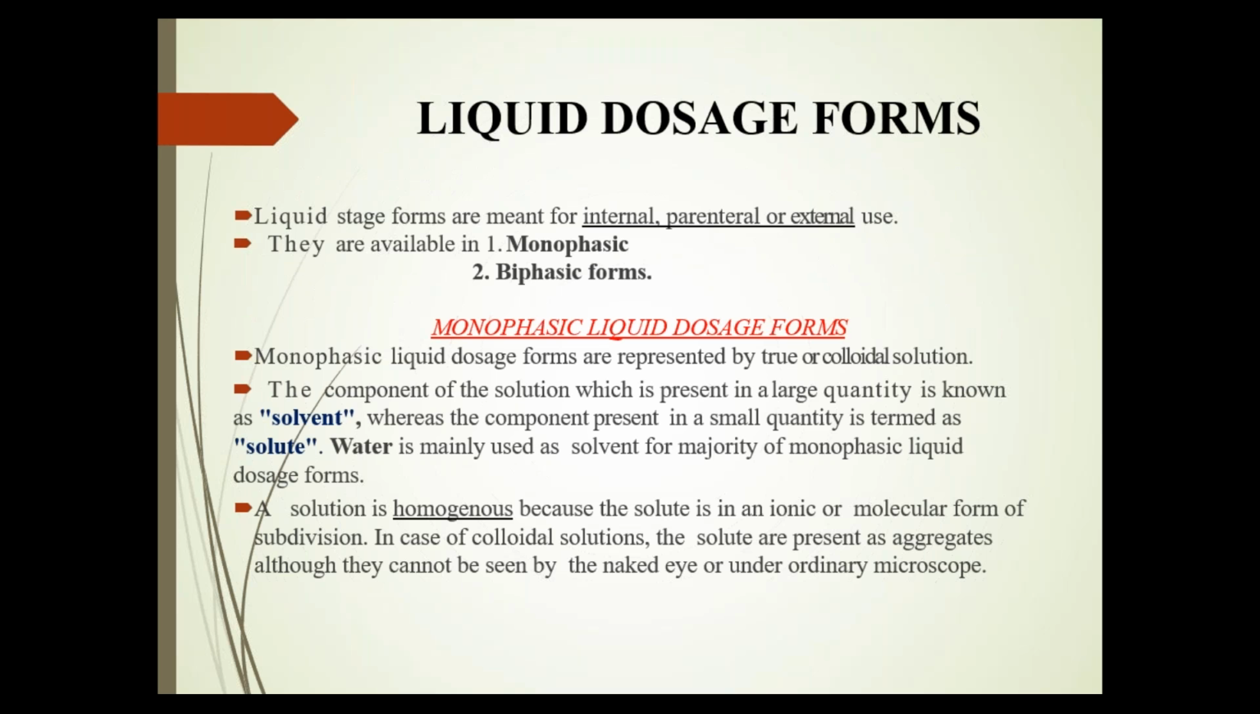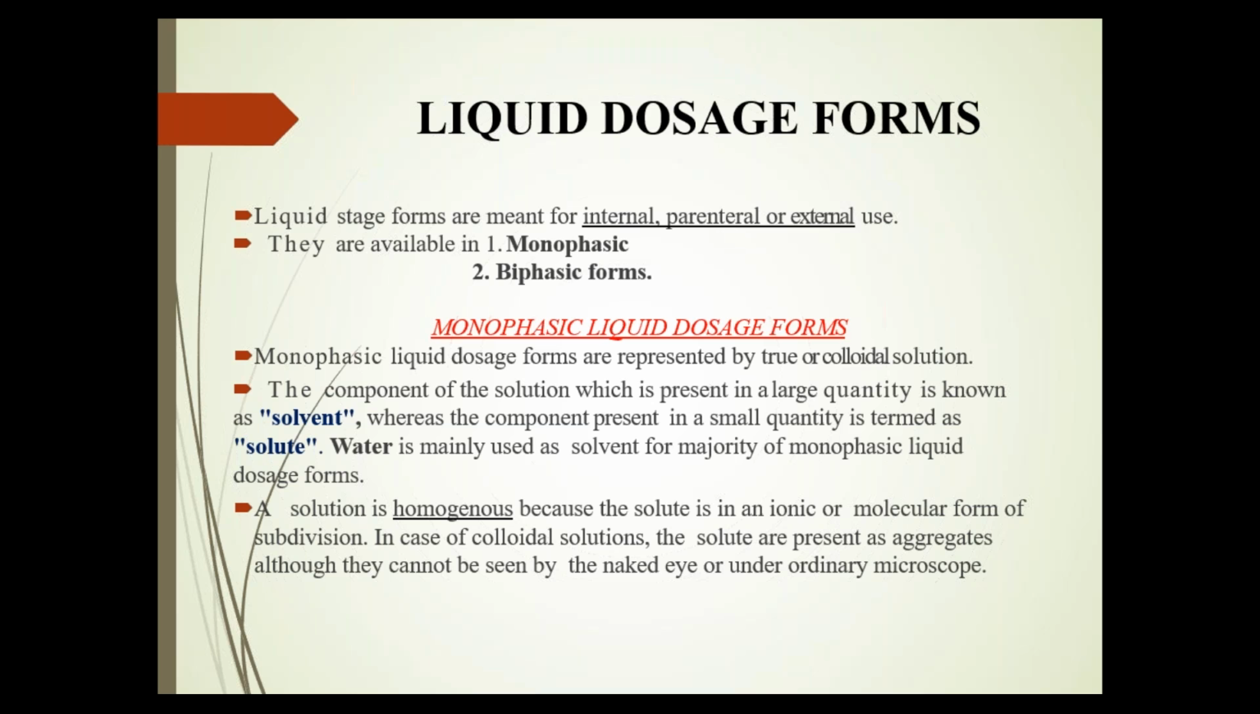Now, the other day we had studied about solid dosage form. The second type of dosage form is liquid dosage form. Liquid is again classified into 2 types. We have monophasic, which means a single phase, and biphasic, which is 2 phases.